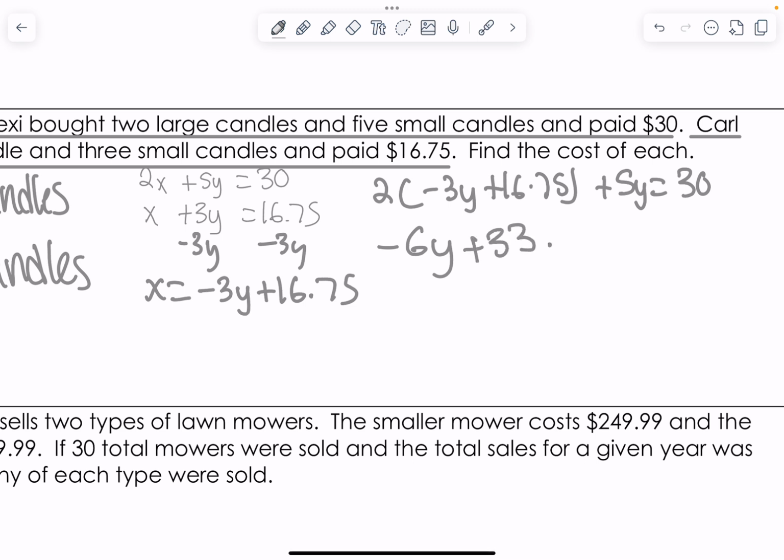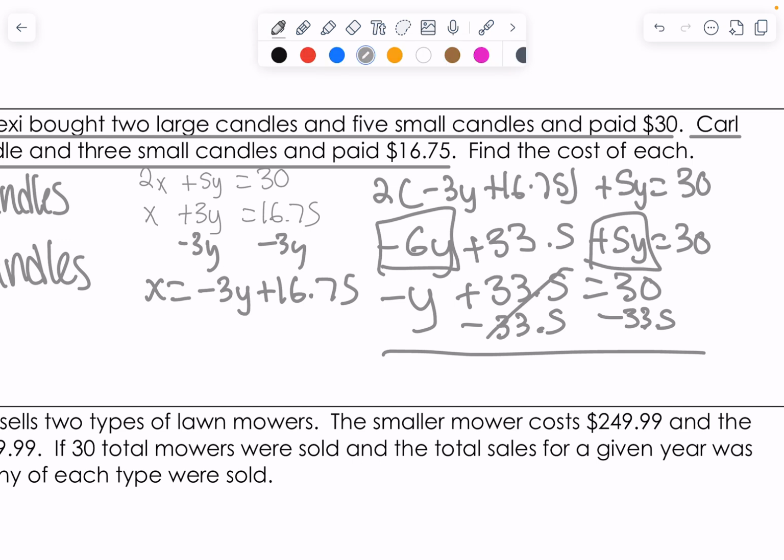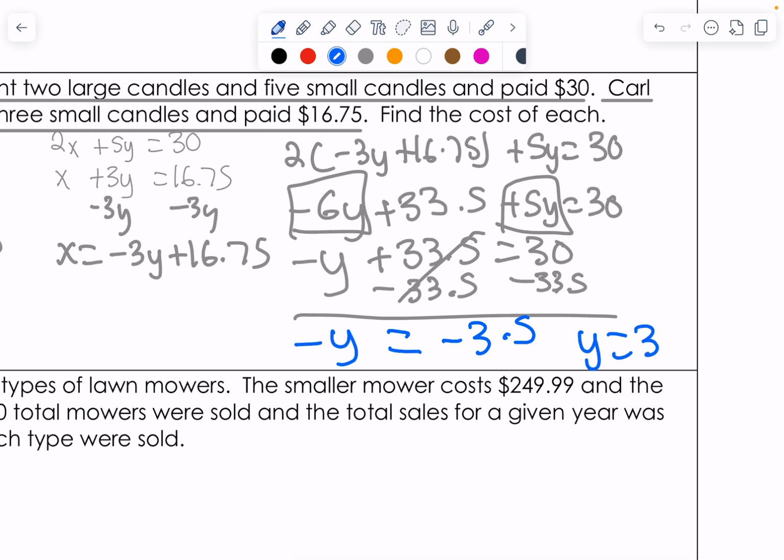I get positive 33.5 plus 5y is equal to 30. Let's combine like terms. Negative 6y plus 5y gives me a negative y, plus 33.5 has to equal 30. Well, we can subtract 33.5 to get y by itself. I get negative y is equal to 30 minus 33.5, which should give me negative 3.5. From there, I can divide both sides by negative 1 and find that y equals 3.5.